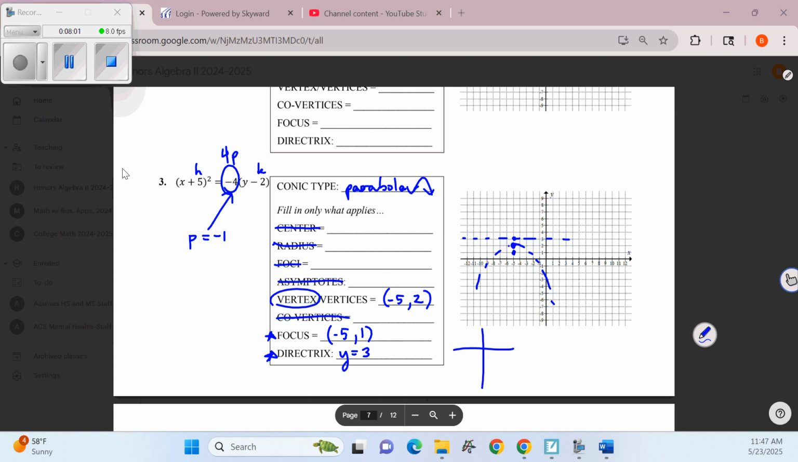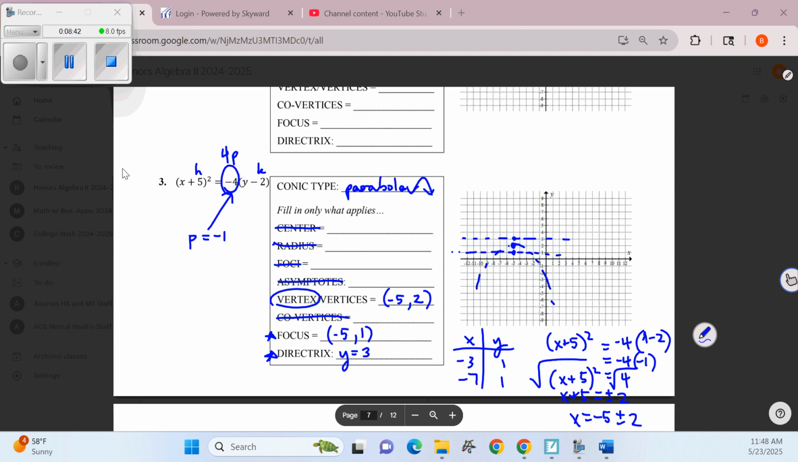To figure out how wide or narrow the parabola should be, let's test a point. In this case, we'd want to use that focus line. So we'll test a y value of 1 back up into our original formula. So x plus 5 squared equals negative 4 times 1 minus 2. So this becomes negative 4 times negative 1, which equals a positive 4. We solve this resulting equation, take the square root of both sides. x plus 5 is equal to plus and minus 2, or x is equal to negative 5 plus or minus 2. That means we end up with two ordered pairs here. Negative 5 plus 2 is negative 3. Negative 5 minus 2 is negative 7 with the same y value.